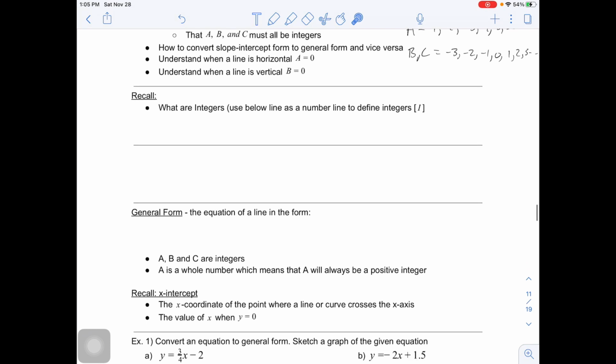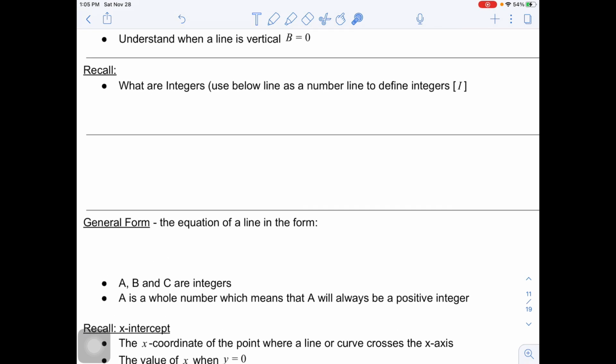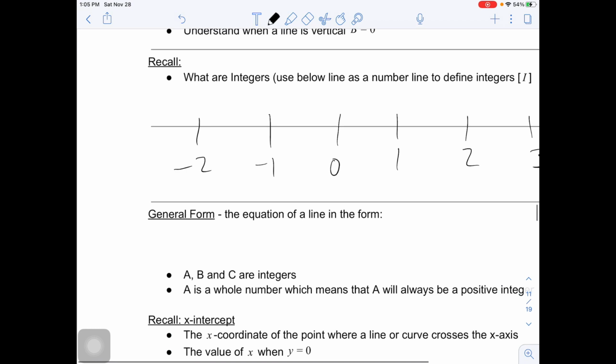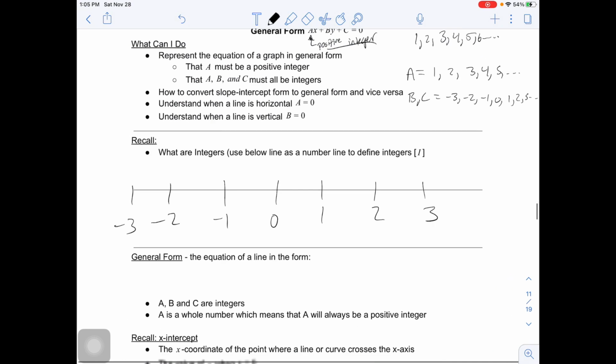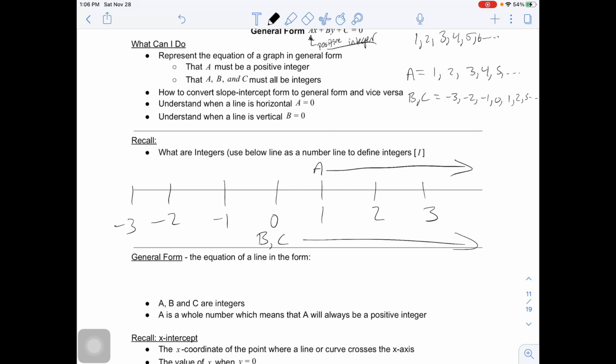Okay, so just as a little recall here, what are integers? So we're going to use the below line as a number line. Integers, again, are just the numbers that are whole, and so on and so forth. Now, our A value can be 1 or any integer bigger than that, and then B and C can be any integer that's either negative or positive.